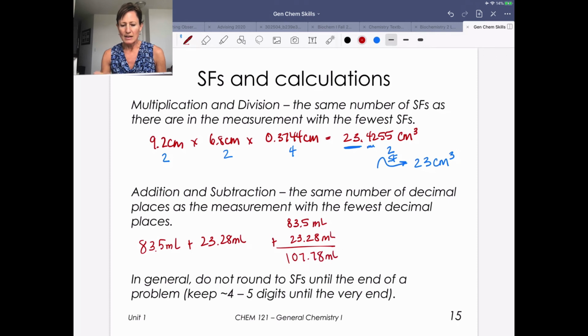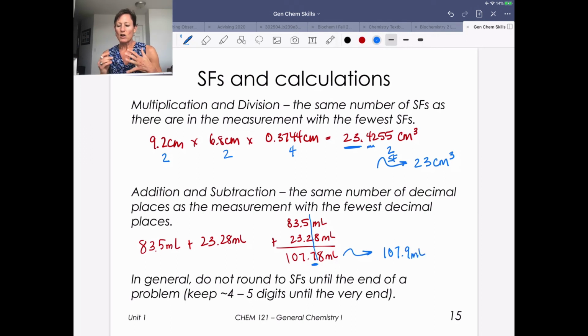107.78 milliliters. So how this works with addition and subtraction is I am only as accurate as the fewest number of digits to the right of my decimal point. So in this case, I need to stop with one digit to the right of my decimal point. Okay, so that's where I'm going to have to round. This is where my significance is going to stop, but I need to look to the right there in order to figure out how to round. So in this case, I'm going to be rounding to one digit to the right of the decimal point. And so I'm going to round and it's going to be 107.9 milliliters.